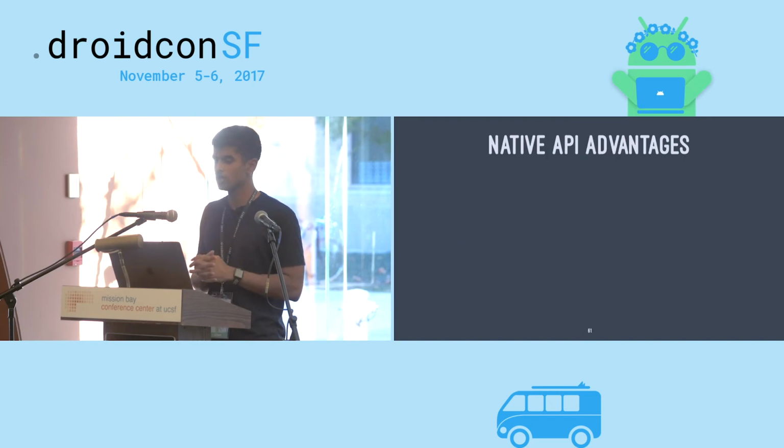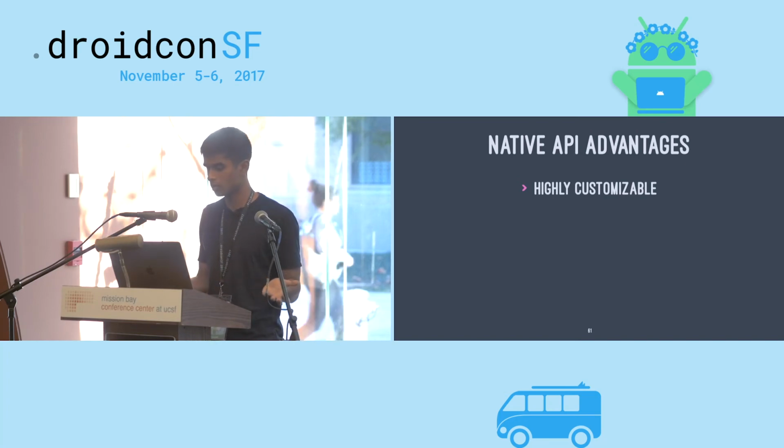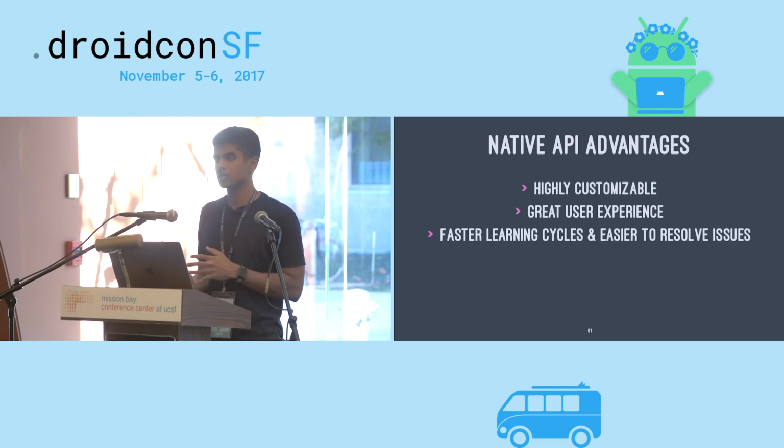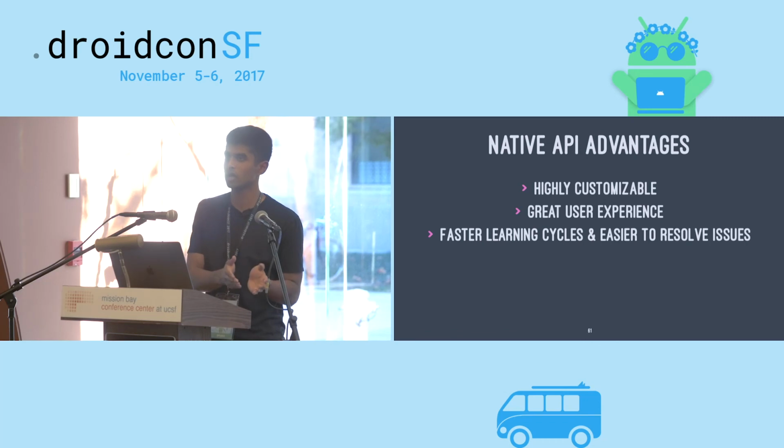So what are the advantages of using Camera 1? It's highly customizable. It's the closest you're going to get to the hardware, so you can probably build the most here. It's a great user experience when built right. And finally, it's faster learning cycles and easier to resolve issues. You're basically at the core. So you don't have two layers of failure now. You can just say, oh, I think Camera 2 is failing, let me try Camera 1. If Camera 1 is failing, let me try Camera 2, and so on.